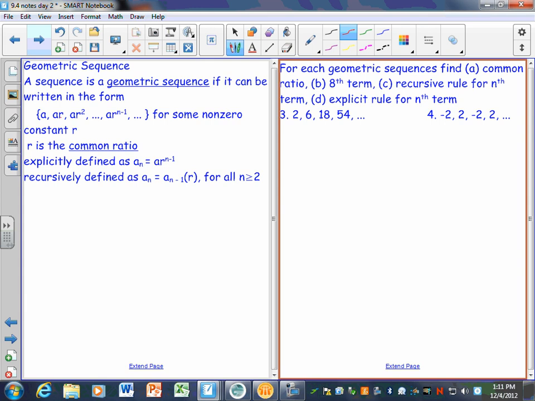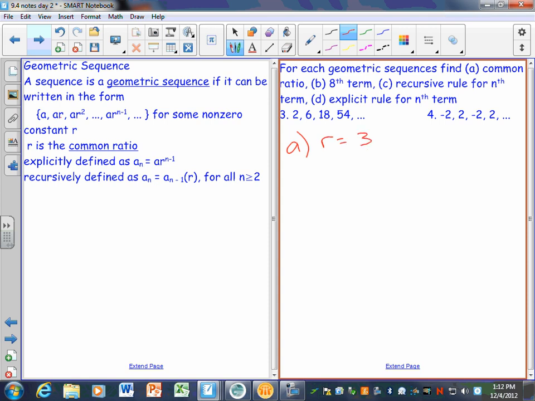Part B, find the 8th term. And again, I'm always going to skip part B. Part C, find the recursive rule. And then part D, find the explicit rule. And so, part A is, what am I doing to get to each number? I'm multiplying by 3, so that means that R equals 3.